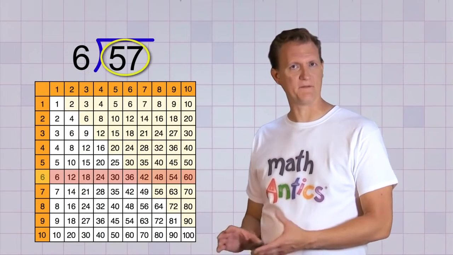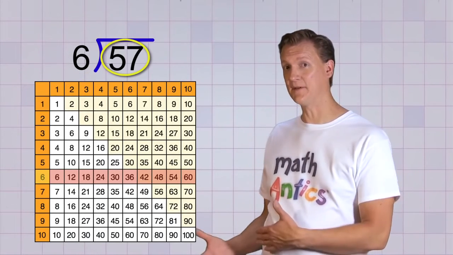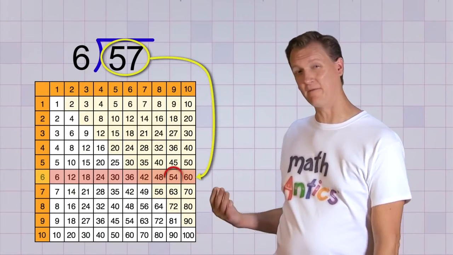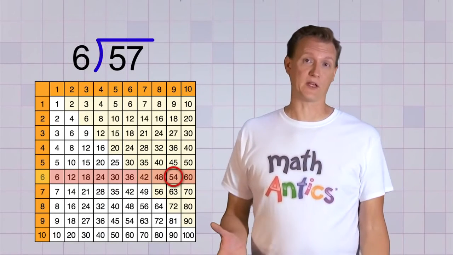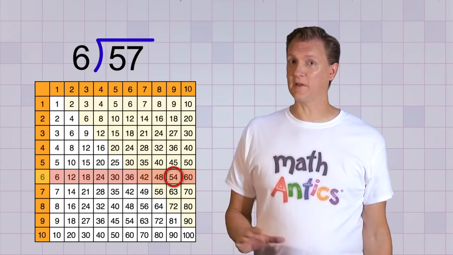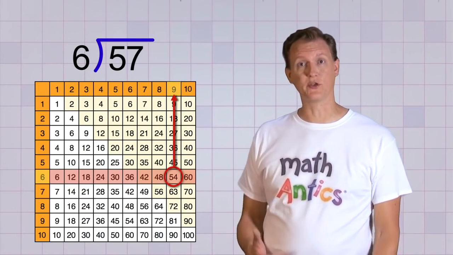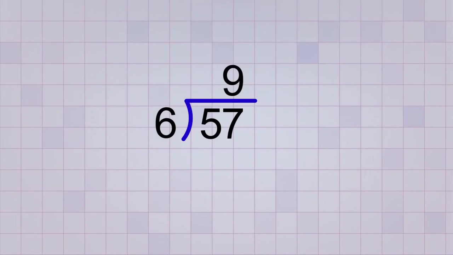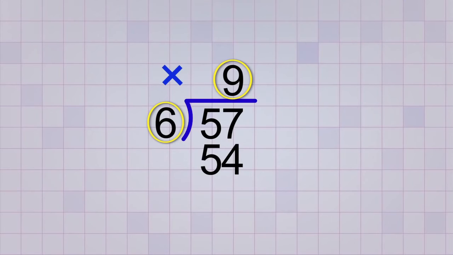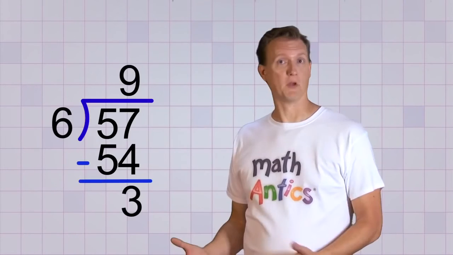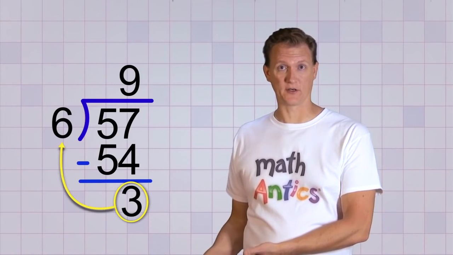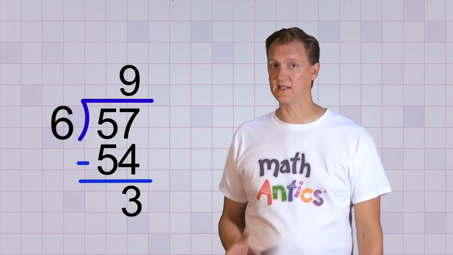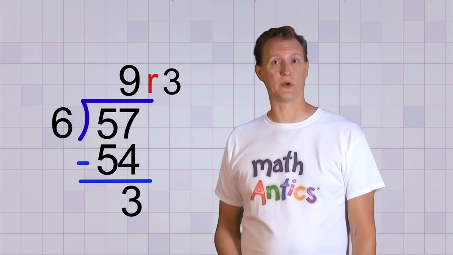We need the multiple that's 57, or almost 57. And since 57's not on the list, it looks like 54 is the next closest thing, without being too big like 60. And to get 54, we need to have 9 6s, so we'll choose 9 as our answer. Next, we multiply 9 by 6, which we already know will give us 54 because that's what our multiplication table showed us. Now we need to subtract 54 from 57. That gives us a remainder of 3. Again, that's good because that's less than our divisor. So 57 divided by 6 equals 9 with a remainder of 3.